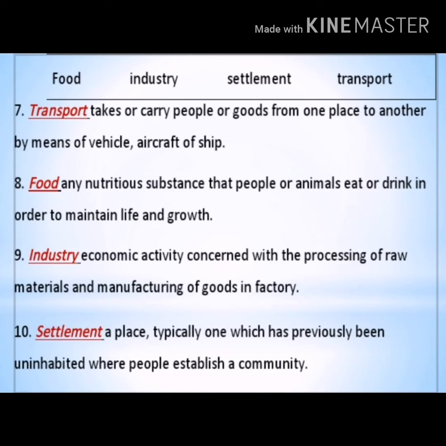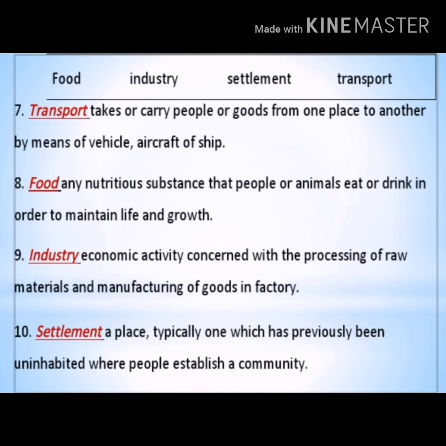Number 7, we have words in the box: food, industry, settlement, and transport. Let's go to number 7. Transport takes or carries people or goods from one place to another by means of vehicle, aircraft, or ship. Transport is anything that carries people and goods from one place to another by means of vehicle. When we mean vehicle, we mean something like a car, something like a bus. It will take you from one place to another.